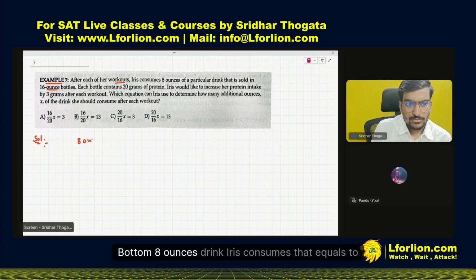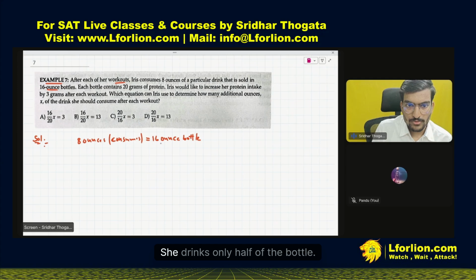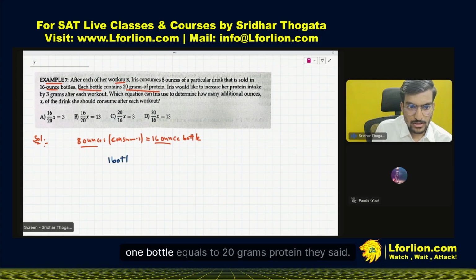8 ounces is the drink Iris consumes, which is half of a 16-ounce bottle, which means from one full bottle she drinks only half of the bottle. Each bottle contains 20 grams of protein. So we can write that as one bottle equals 20 grams of protein, they said.